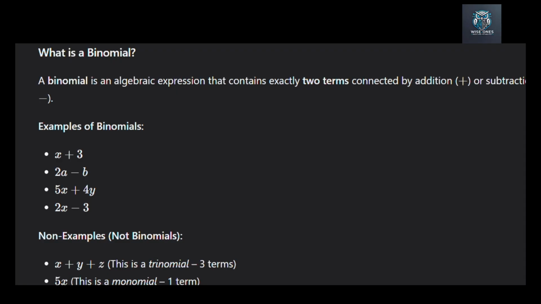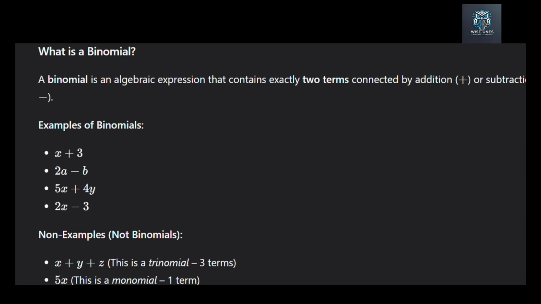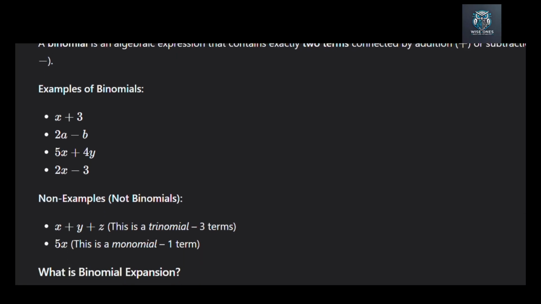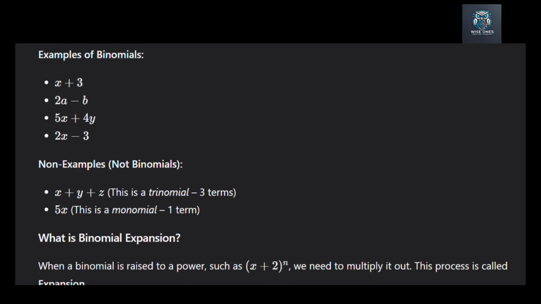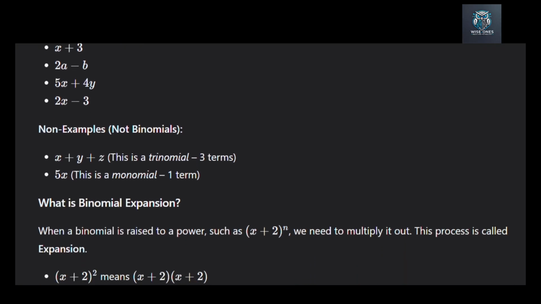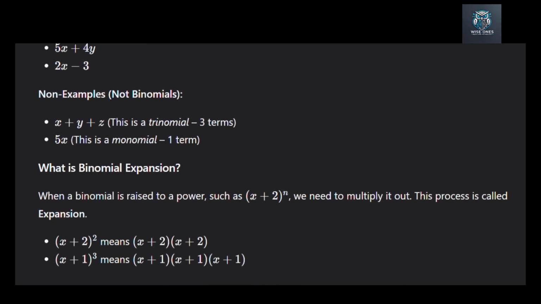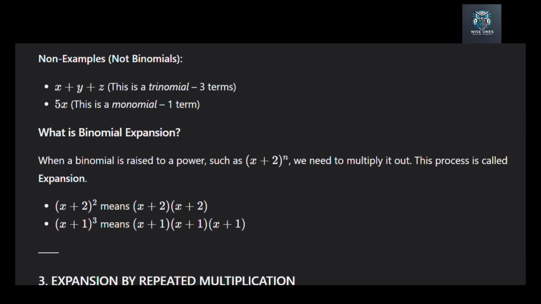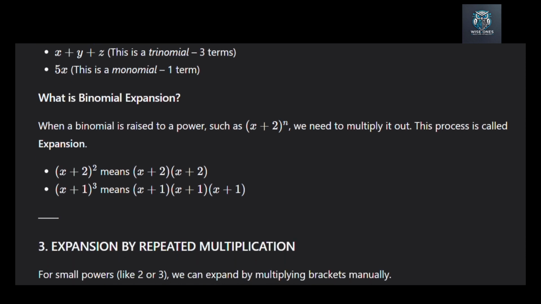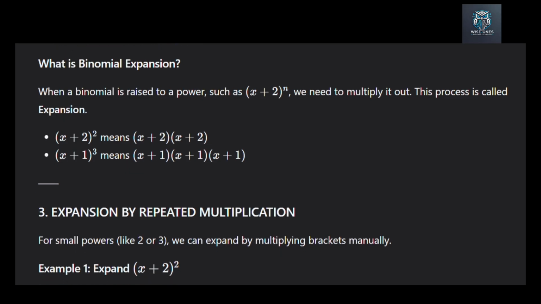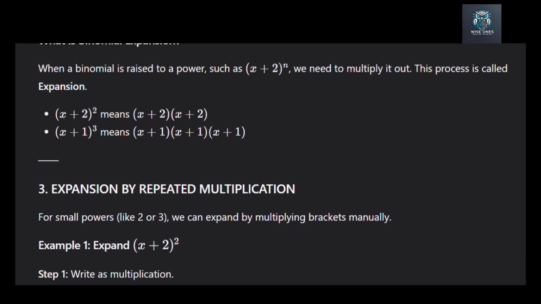Now, what do we mean by binomial expansion? Imagine you have a binomial, like x plus 2, and you put it inside brackets. Then you put a small number outside the bracket, like a power. For example, x plus 2 to the power of 2. This means we need to multiply it out. We need to open up the brackets. This process of multiplying it out to get a long string of terms is called expansion.